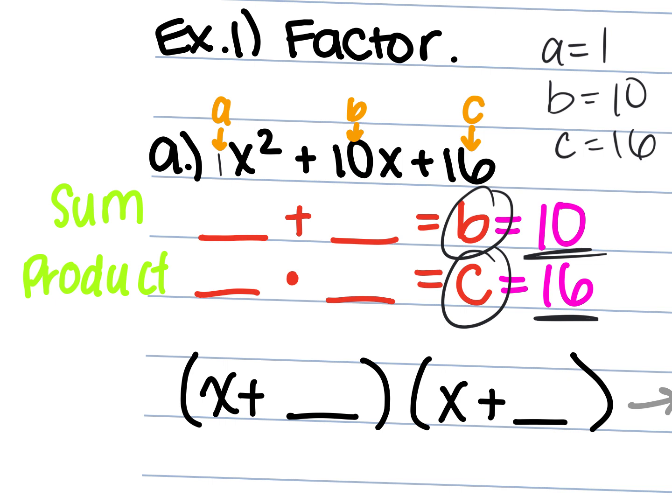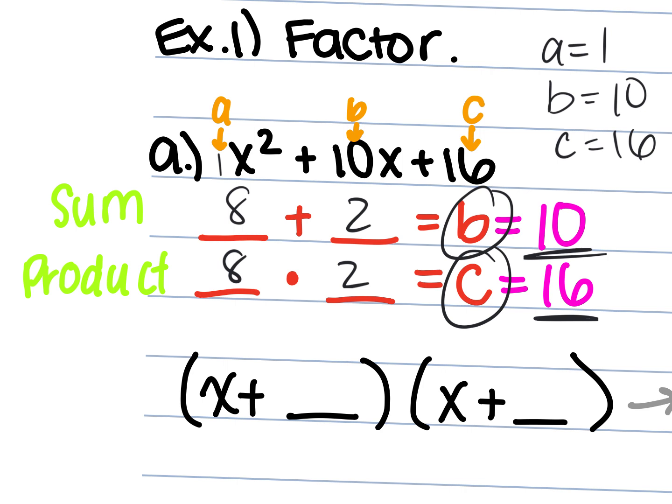So, we need to come up with 2 numbers that add to give me 10 and also multiply to give me 16. Now, keep in mind, these 2 numbers can be different from one another, but they have to be the same when we're adding and multiplying them. Yes? 8 and 2. Very good. 8 plus 2 gives you what? 10. And what's 8 times 2? 16. These are the only 2 numbers that satisfy this expression.